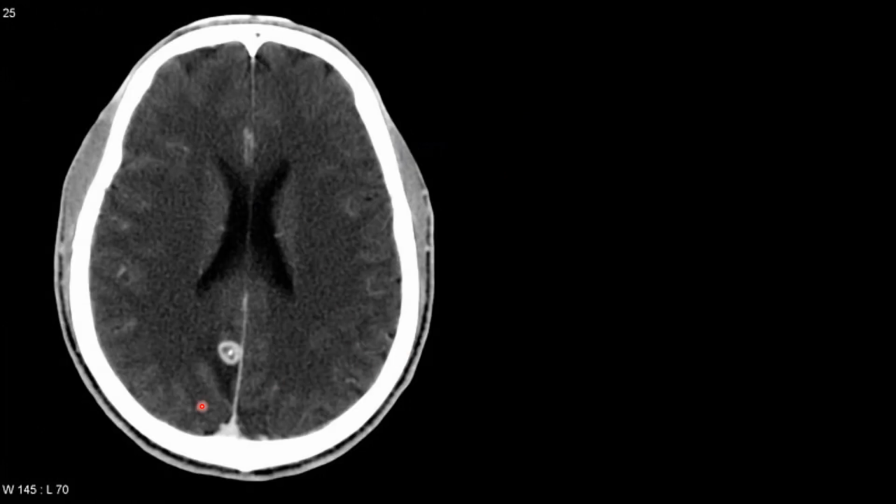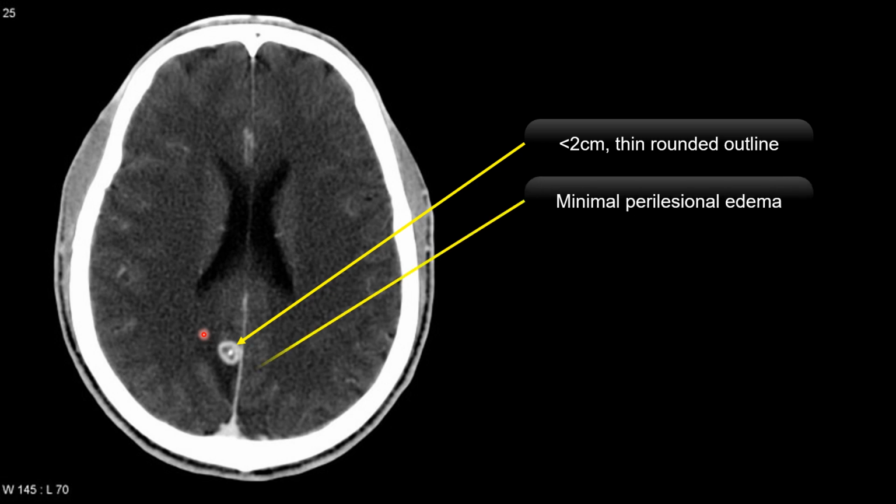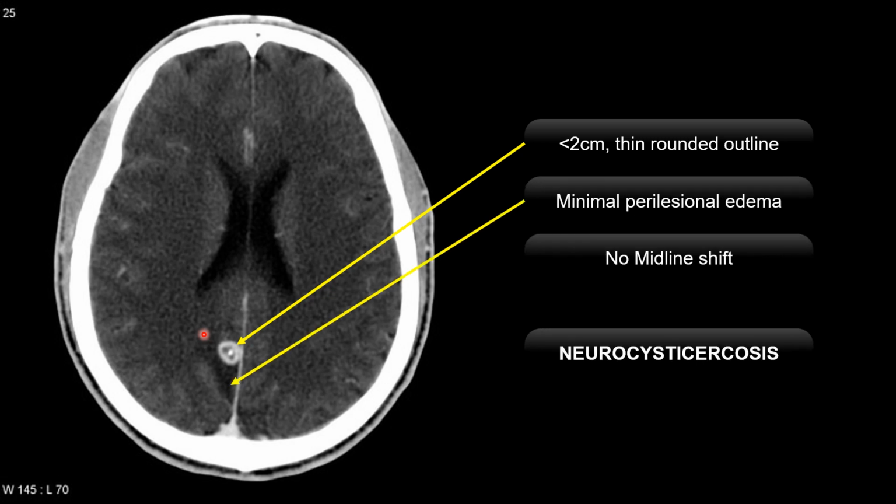Now this image, there is a small lesion, there is no surrounding perilesional edema, there is no midline shift, and the outline is regular. So what can this be? Less than 2 cm, thin rounded outline, minimal perilesional edema and no midline shift. So this is most likely a neurocysticercosis, and a scolex can be seen inside also. So this is neurocysticercosis. So our discussion of tubercular meningitis or neurological tuberculosis is over.